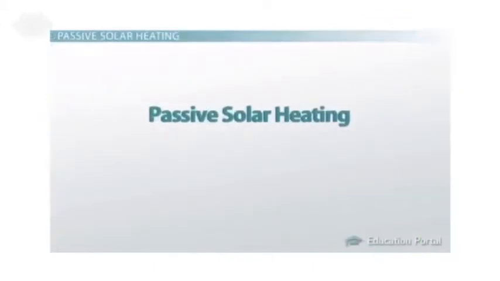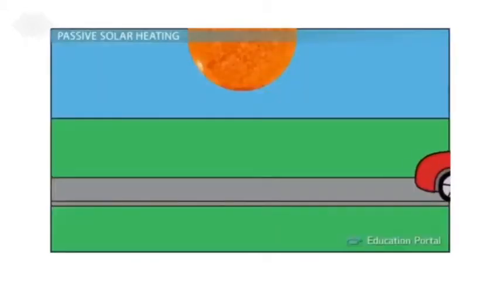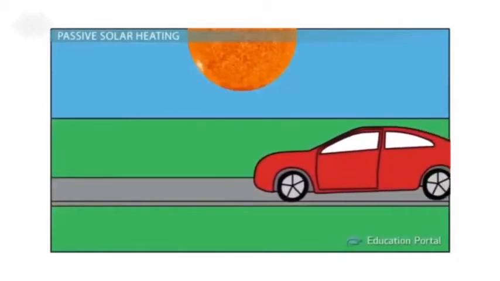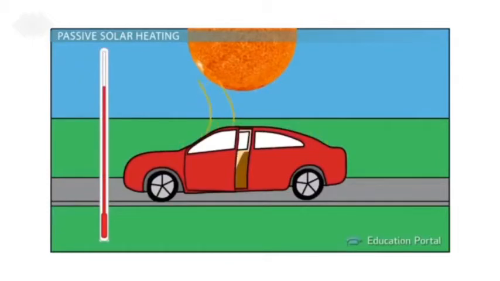Passive solar heating, as you may have guessed, is passive. In other words, it takes advantage of the existing heat generated by the sun to heat living spaces. And we have all witnessed passive solar heating when we climbed into a car on a sunny day. Rays from the sun entered the car windows and were absorbed by the car's seats, panels, and floor. And this heat got trapped in the car and warmed the interior.